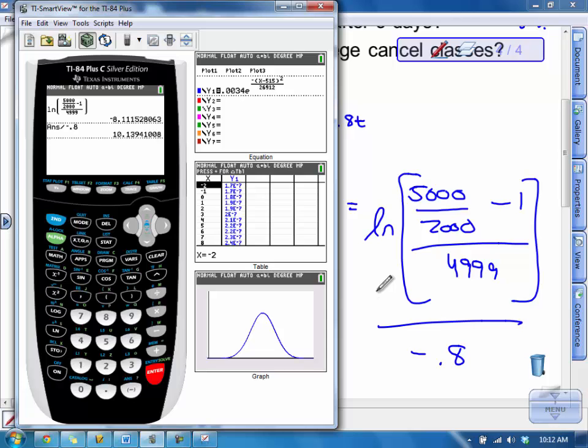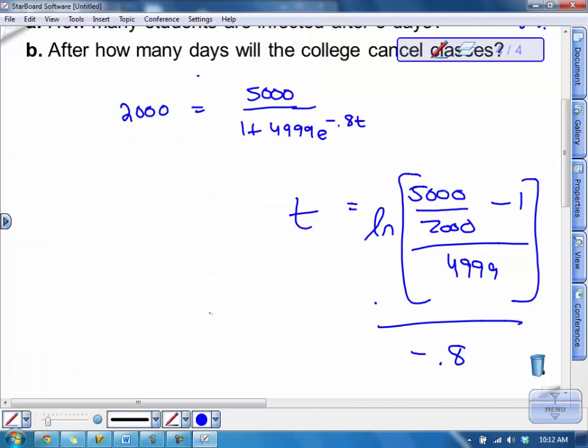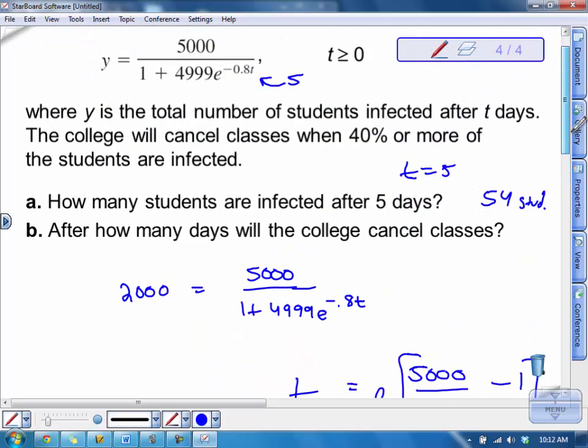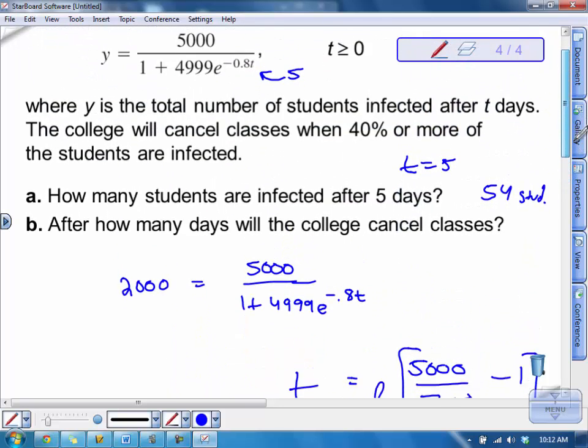10.1. So about after 11 days, I'd have to say, I have to round up. So t equals 10.1 here. So after 11 days, the school would have to cancel. It would have to cancel on the 10th day, I guess, before you reach the 2,000. So the 10th or 11th day is when the school's going to want to shut down, because 40% of the students will be affected.